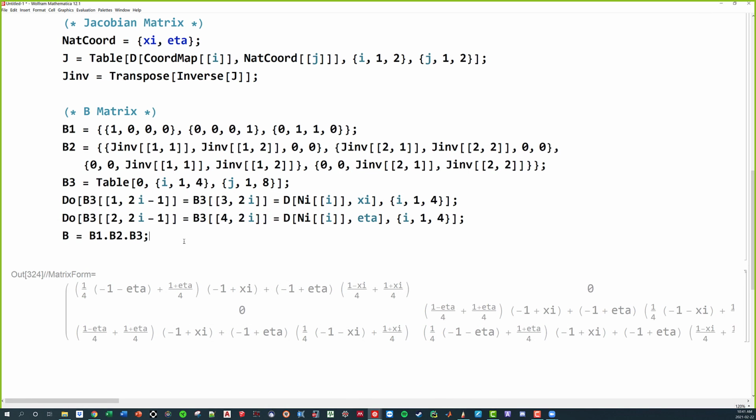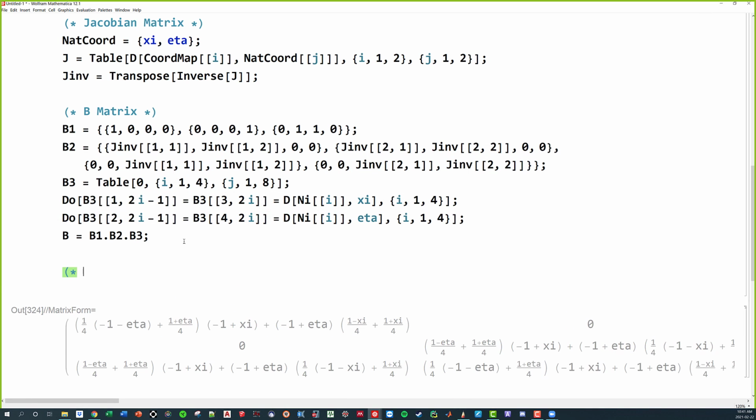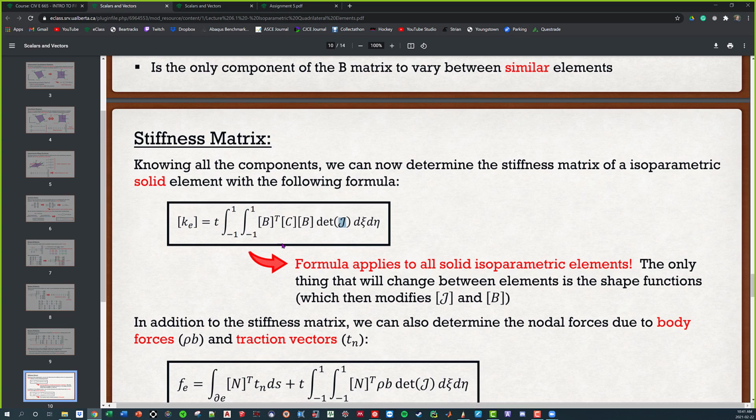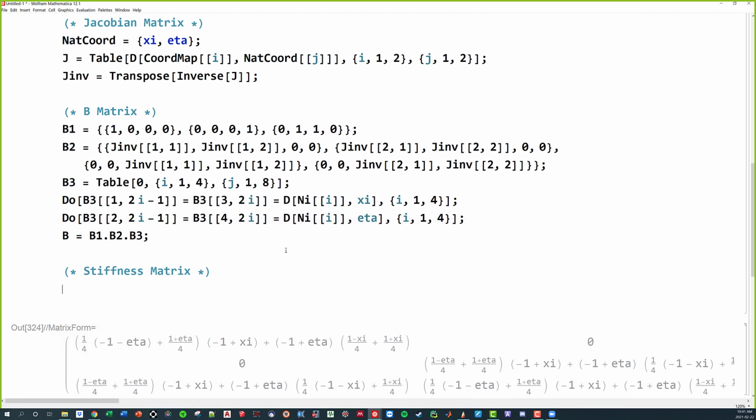So what I'm going to do is come down and create a new section, and we're going to call this the stiffness matrix section, because now we're going to look at the stiffness matrix. To make my life simpler, I'm going to define all of this garbage into just one variable, one function, which makes it really nice for me. So I'm going to put int function, my integration function.